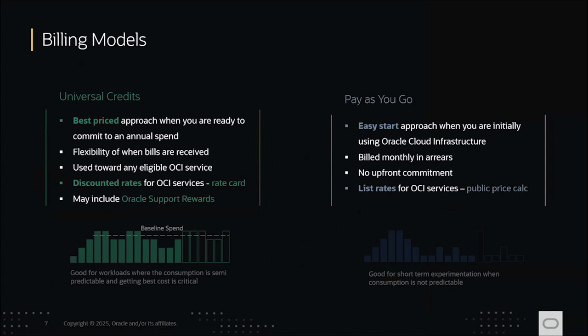Billing. Okay, billing is a very simple topic. If you're starting out early in your OCI journey and you don't have a tenancy, or you've got teams that are maybe exploring with new tools, oftentimes you'll spin up a new tenancy and you'll start as pay-as-you-go. It's a good early start approach. You're billed monthly for what you use. There's no upfront commitment. And as you're trying to figure out what those teams are going to be spending, it's based off of list rates, right?